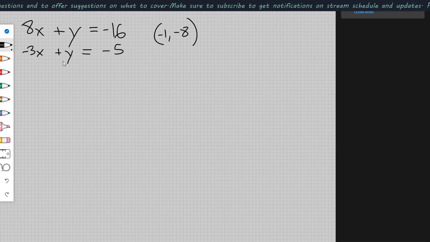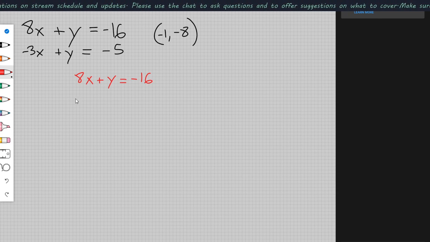So again, with elimination, since our y's currently have the same coefficient, we can just go ahead and subtract because they're both additions. We needed one of them to be the opposite sign, and in this case it wasn't. So we're going to subtract, so I'm going to go ahead and write this again. So what you can do is at this point you're going to subtract.